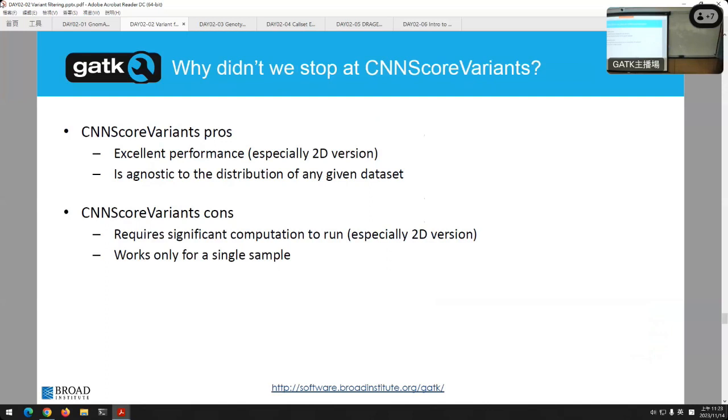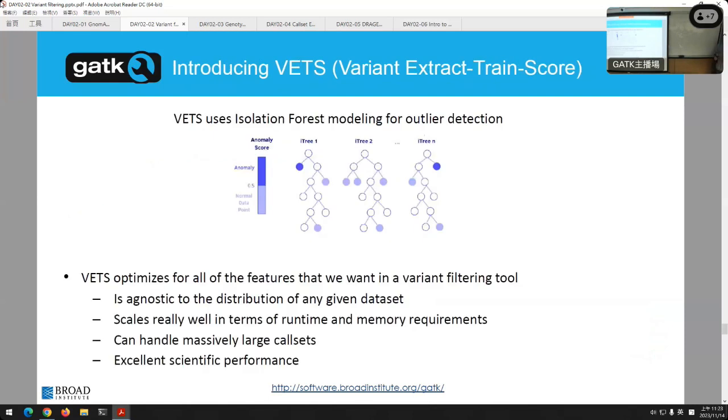So we didn't stop there. We decided to do something in the middle. And there's a new filtering tool that we use now called VETS.